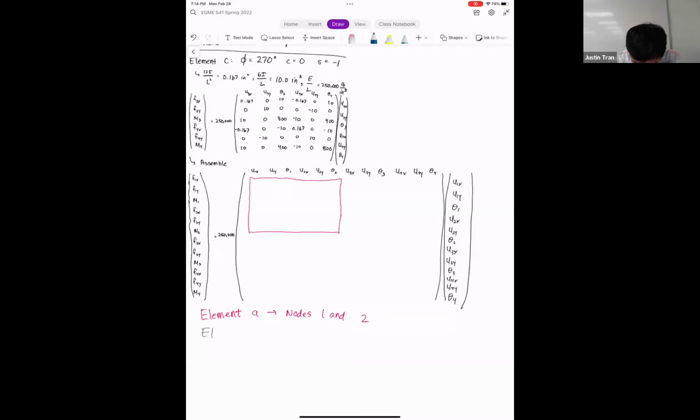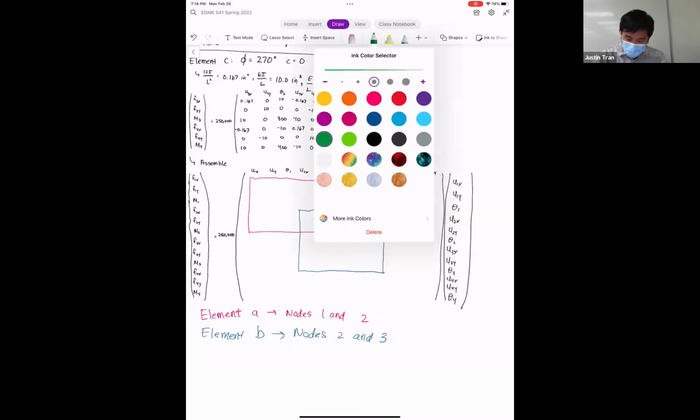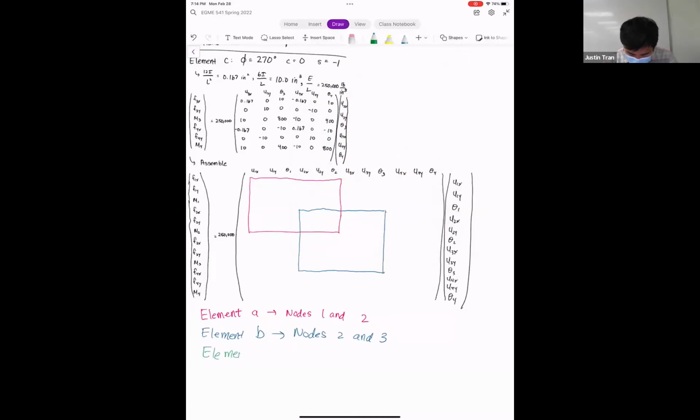Next, we have element B. Element B here is nodes 2 and 3. So nodes 2 and 3 is all of these right here. And element C here is nodes 3 and 4. So nodes 3 and 4 is going to start here, go all the way to the end, and go down to the bottom, just like that.